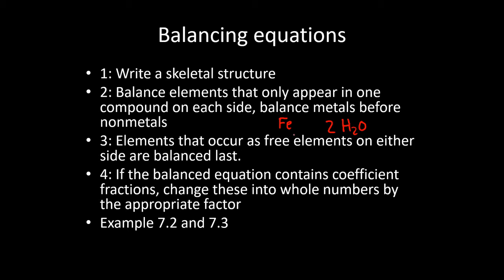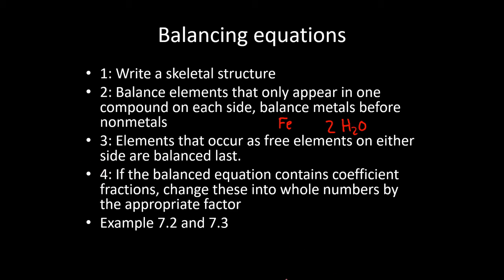So if we have something like this, where adding coefficients to the iron has no effect on anything else, we're going to save that for the last. We're going to balance everything else before we do that, because this is essentially the easiest to get balanced.